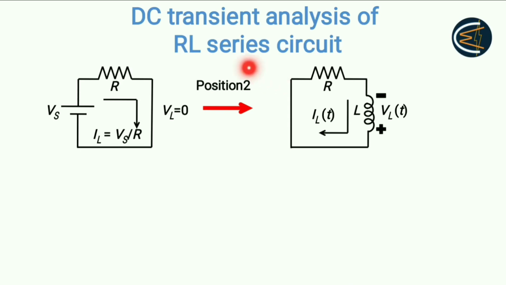See, the moment the switch is shifted to position 2, what will happen? As we have seen, inductor has a property which is called electrical inertia. It doesn't allow a sudden change in current, right? So what will happen? It will try to maintain the same current even after the change in the circuit. Okay, initially the circuit was like this, but now suddenly the circuit became this, but still the inductor will try to maintain the same current through it due to the inertia property.